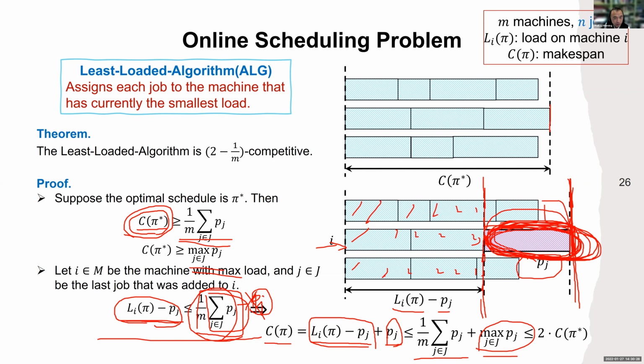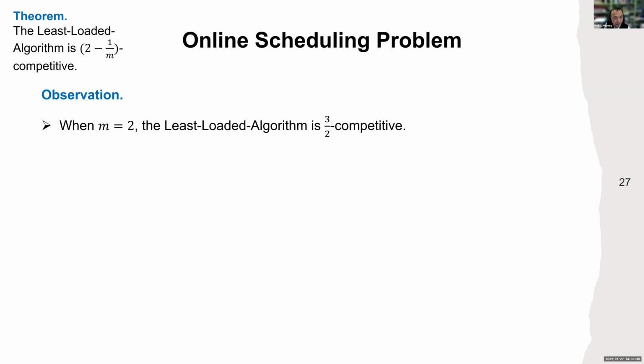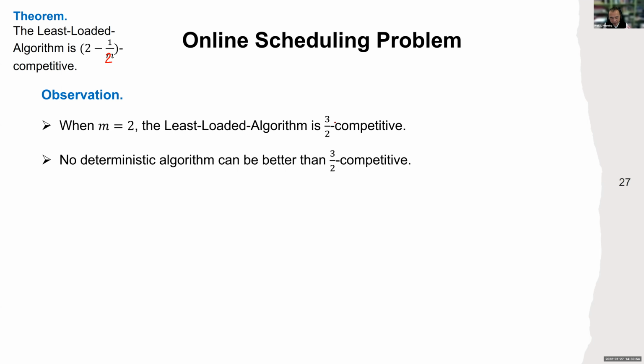Okay. So now we have one bound. You see that when M is 2, that means it's a 3/2 approximation or 3/2 competitive algorithm. And then we try to show nothing can do better than 3/2 competitive for 2 machines. Now again, it will be a good time to review how to design bad examples. Okay, so let's see how to design bad examples.